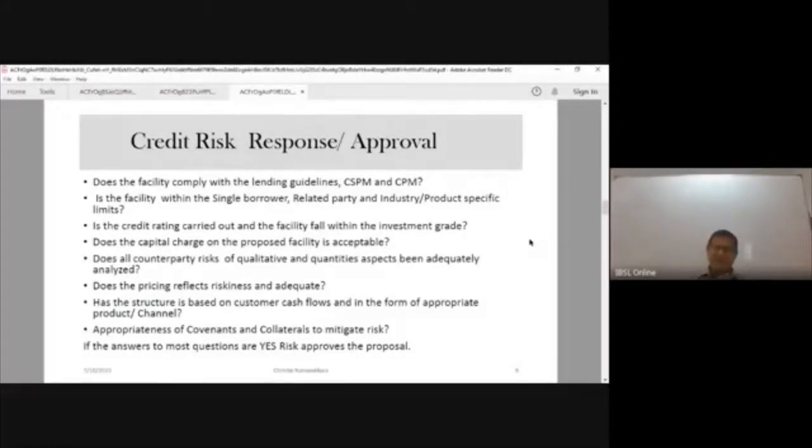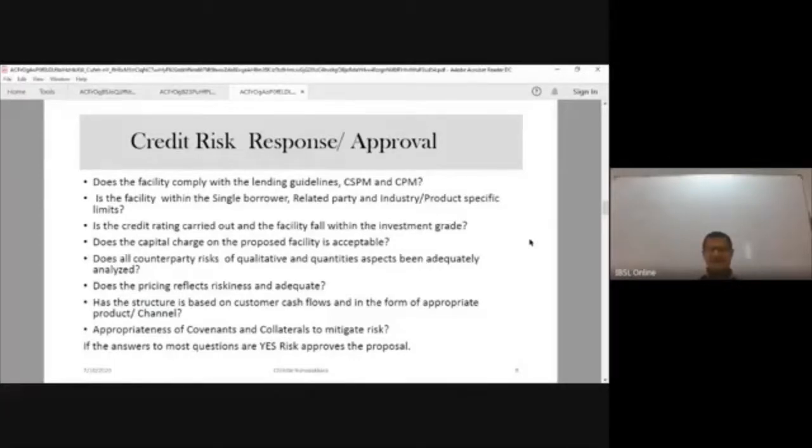So for the moment I'll leave that, but before we give approval of the credit, we also see whether the credit rating is carried out and whether the facility falls within investment grade. Now, when you get this appraisal form, generally they will also have done the rating of this customer. And if the rating is a C, that means below investment grade, credit risk will at once say, okay, this is a subprime client, he doesn't have the repayment capacity, please decline. So the response and approval is based on the rating.